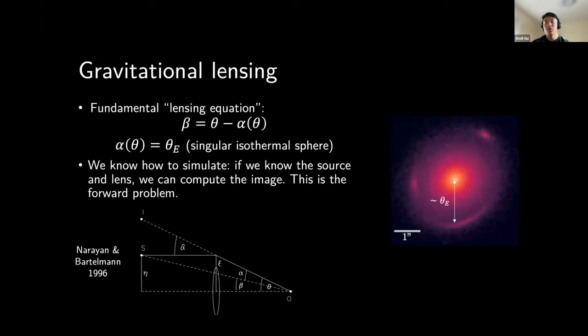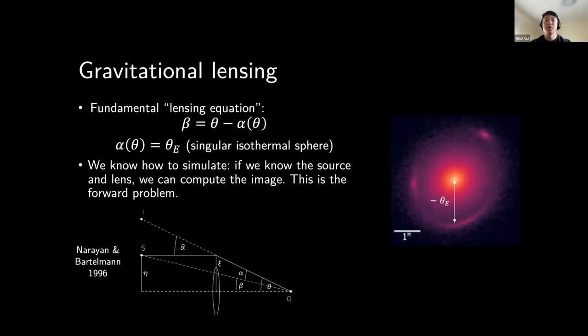Okay, so before I get into the lens modeling framework and the work that we did, I think it makes sense to give a little bit of an overview of the basic mathematics and physics behind gravitational lensing. I'm just going to try to give you a high-level understanding of what's going on. So the central equation here is known as the lensing equation, which I've written on the slide.